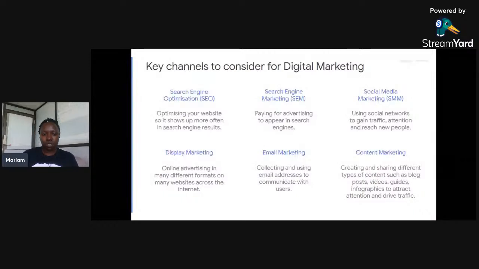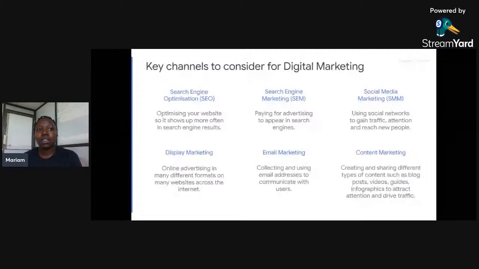So we have 6 channels for you to take advantage of. The first one that you're seeing is search engine optimization. This is about making sure that your website shows up more often in search engine results, so that whenever a customer is searching for a product that is related to what you're dealing in, your website is among the very first websites that appear in the search results page. That is what search engine optimization is about.